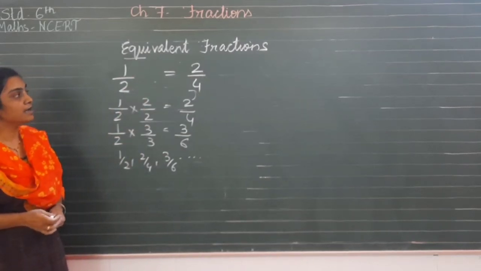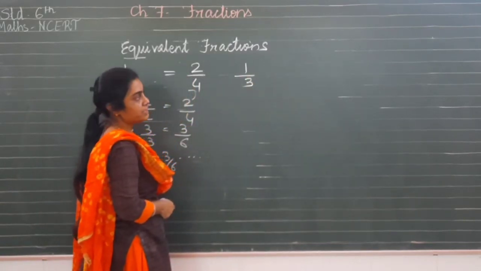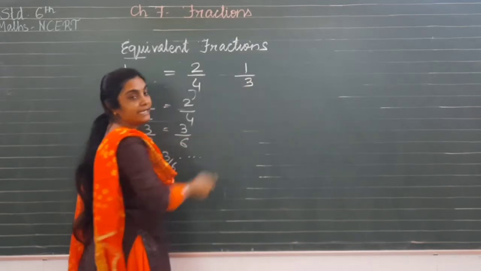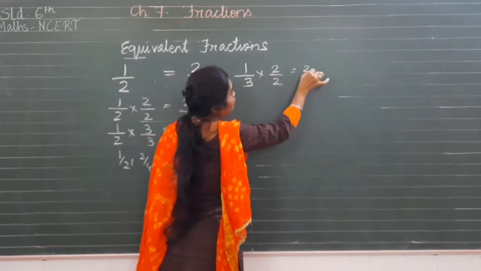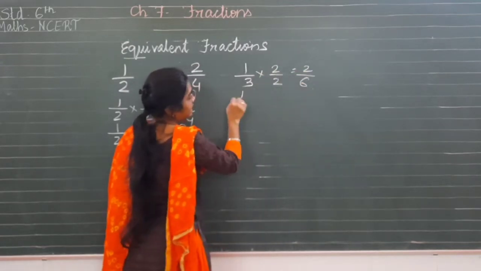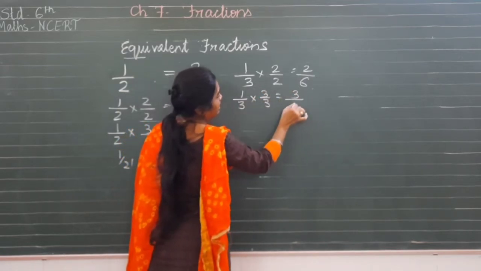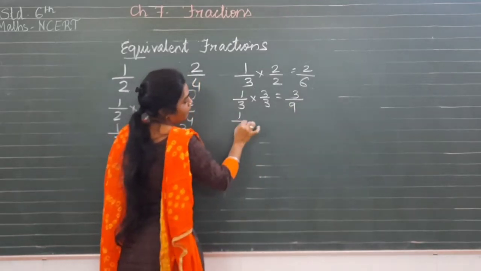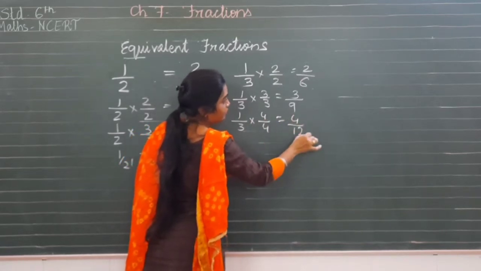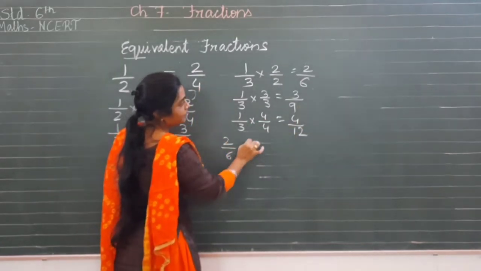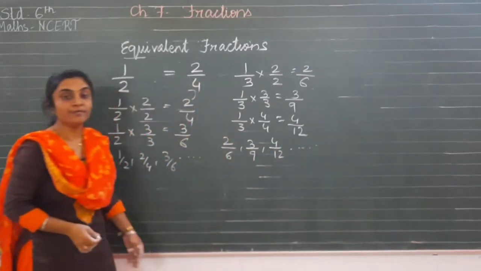Let us have a look at another example. 1 upon 3. I want to make the equivalent fraction. So I will multiply the numerator and denominator with the same number, with 2. 1 2s are 2, 3 2s are 6. Let us take another number. We will multiply with 3. 3 1s are 3, 3 3s are 9. 1 upon 3 multiplied by 4. 1 4s are 4 and 3 4s are 12. So 2 upon 6, 3 upon 9, 4 upon 12. These are all equivalent fractions.